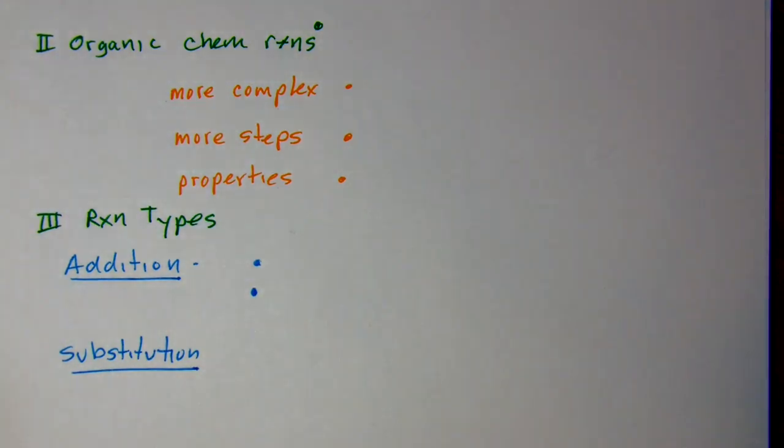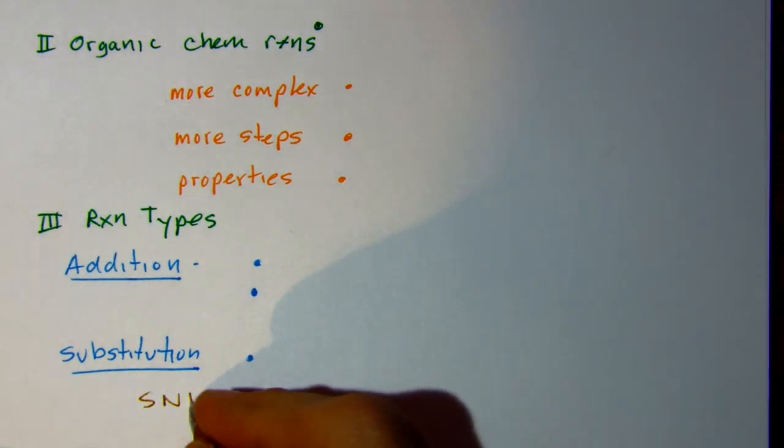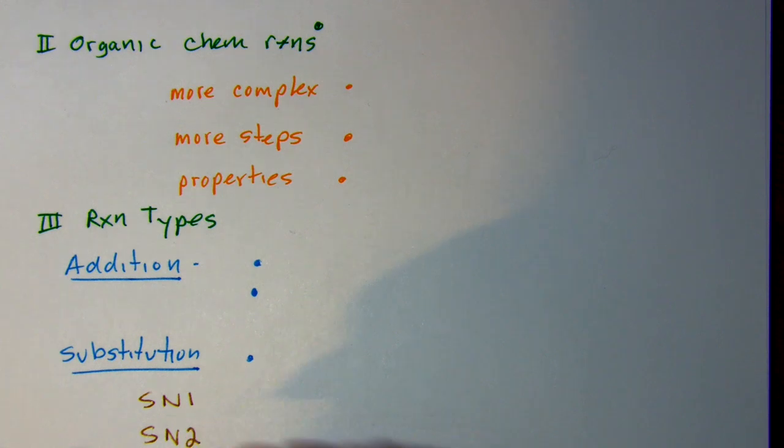Now, a substitution reaction is just that one substance is removed from a carbon chain only to be replaced by another one. Okay? So a substitution reaction, I guess in some ways, is like a single displacement reaction, but much more complicated. There are two types of substitution reactions, and one is called an SN1, and then the other one is called an SN2.